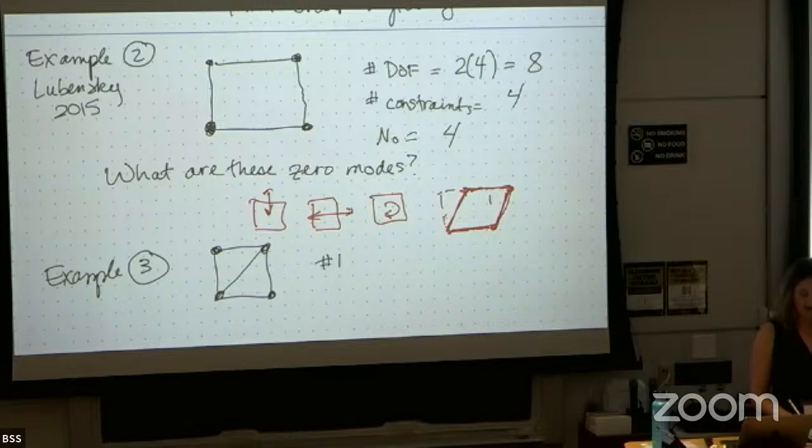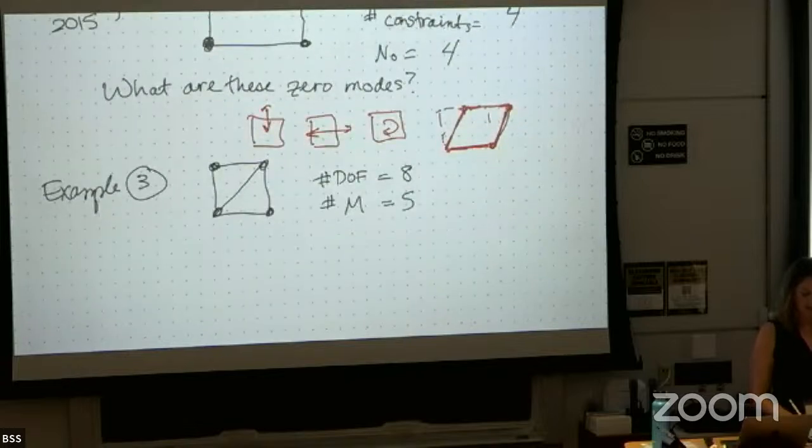I'm not going to make you do it again, you all know, right? The number of degrees of freedom is still the same. The number of constraints, I've added one. That means I only have 3 zero modes, and those are the rigid body rotations. So this thing is rigid, right?